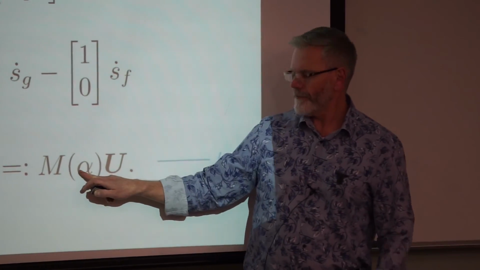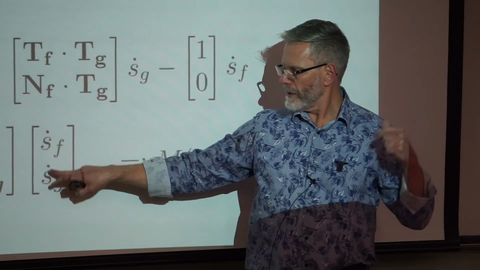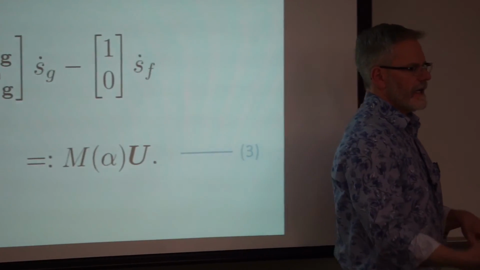I'll call it M, a function of alpha, the measure numbers. And U is going to be something, okay, these are the two things, that's my control. I define my control law, U, SF dot, SG dot. SF dot I'm going to give to the automation, SG dot I give to the human.